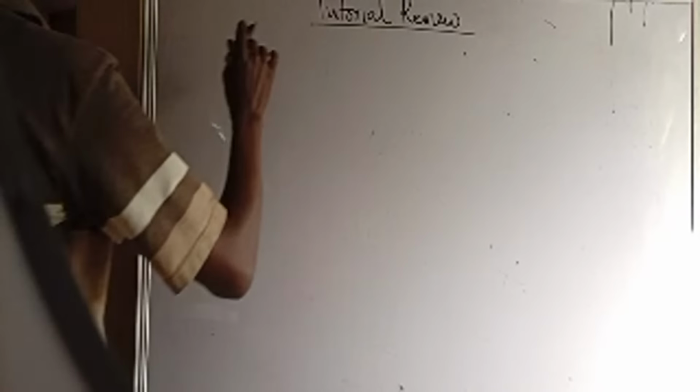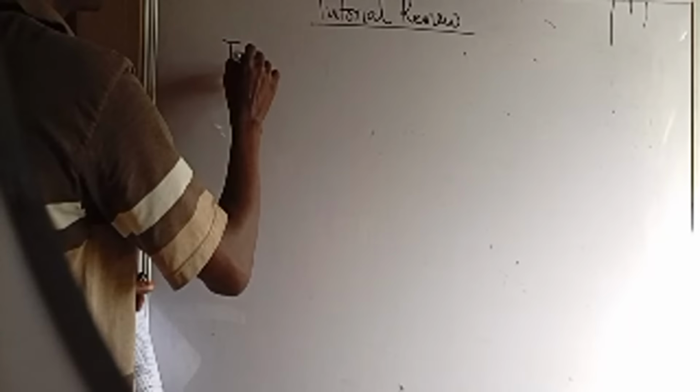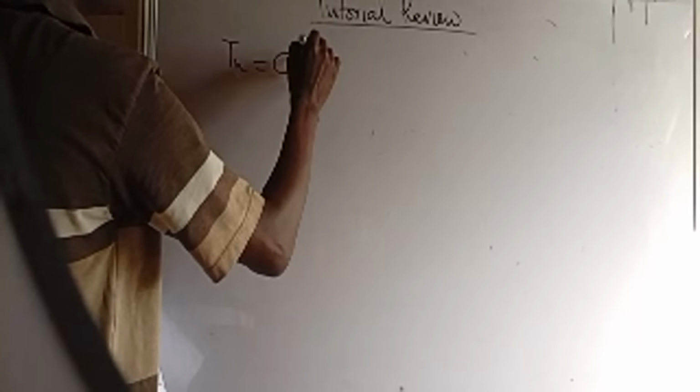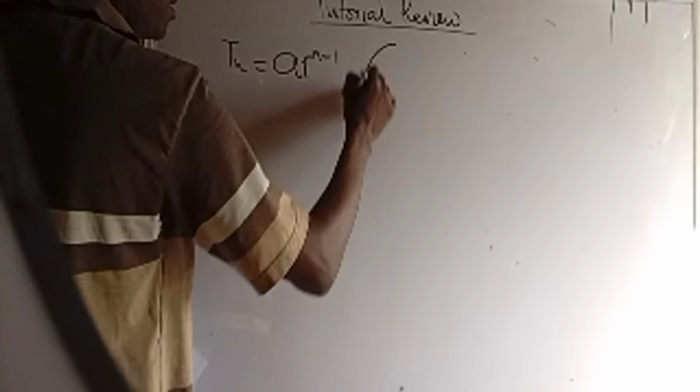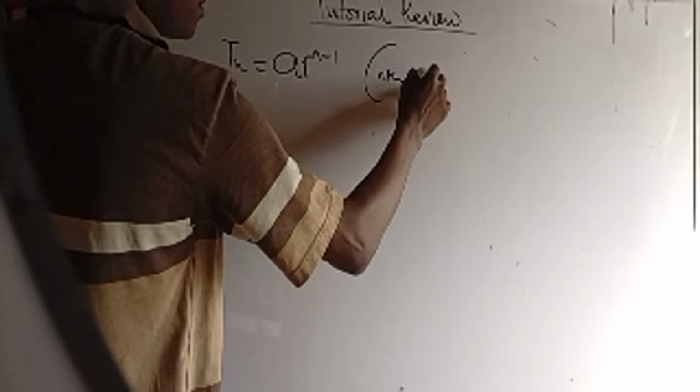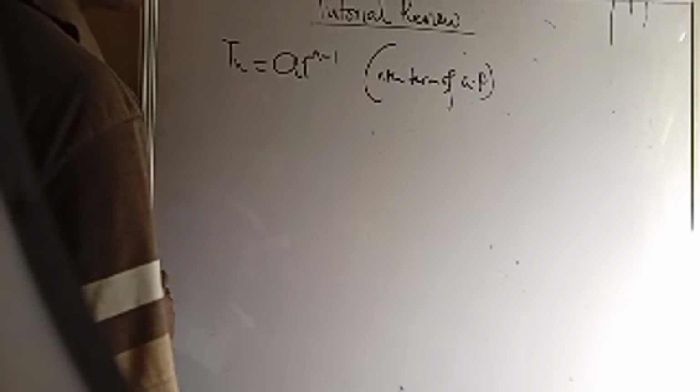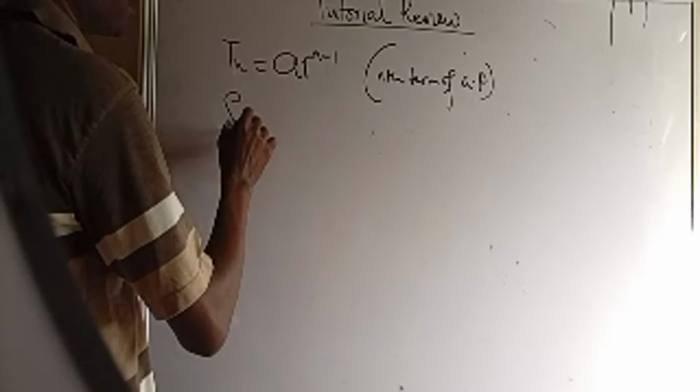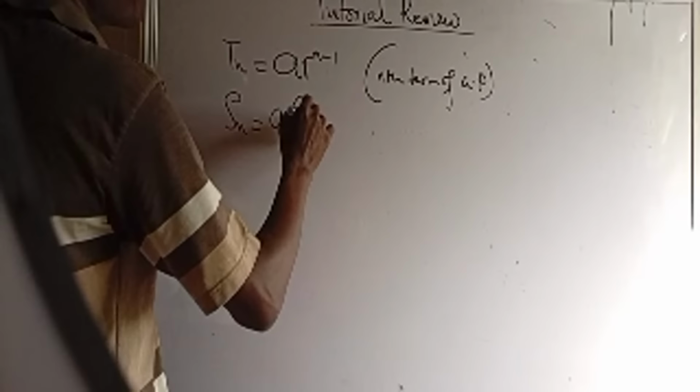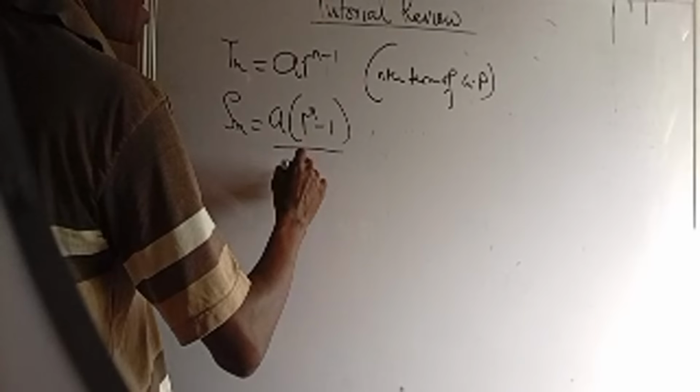Now let's go to geometry progression. In geometry progression, the nth term Tn is a r raised to power n minus 1. That's the nth term of GP. And what is the sum of a geometry progression? The sum is a into r raised to power n minus 1 all over r minus 1.